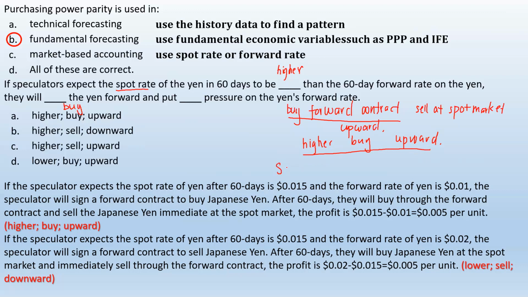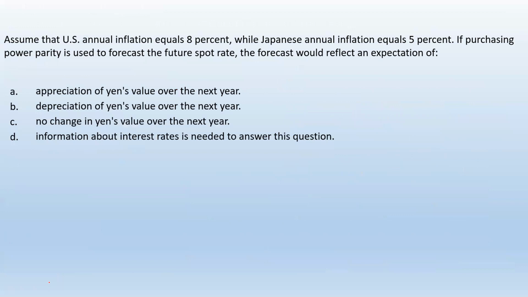If the spot rate is lower than the forward rate, then they will sell forward contract and buy at the spot market. Because they sell forward contract, this will put a downward pressure on the forward rate. So the correct combination should be lower, sell, and downward pressure. So the correct answer is A.